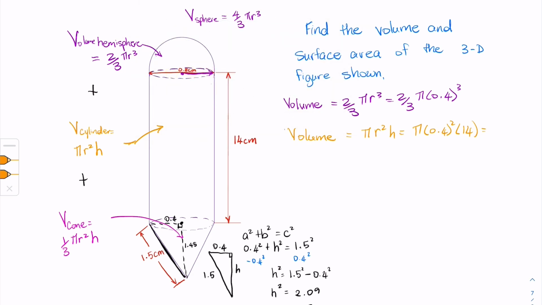And finally, our cone, 1/3 pi r squared times h, so that part here in pink, the volume of the cone is 1/3 pi r squared times h, and we have a different h here. That's the h we just calculated. It's 1/3 pi 0.4 squared, and as you may recall, the height of our cone is 1.45.